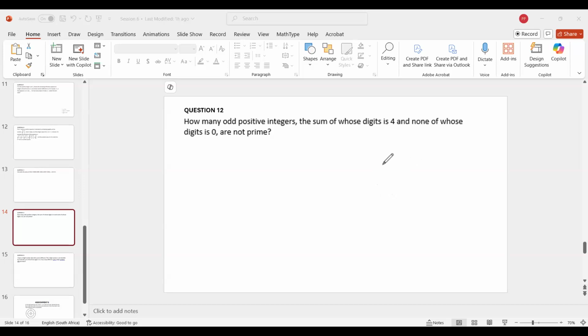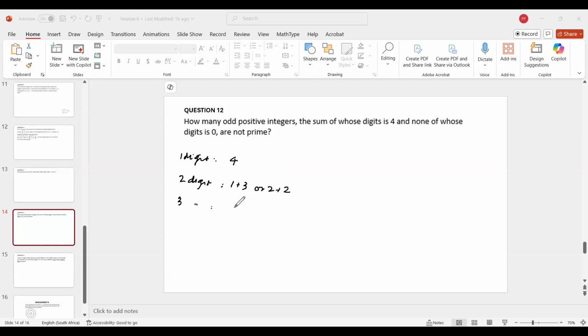The sum of the digits is 4. Now, they don't tell you how many digits it's got. So you could have a 1-digit number, and the sum is 4. Or you could have a 2-digit number, where the sum is 4. So a 2-digit number will have to be 1 plus 3, or 2 plus 2.